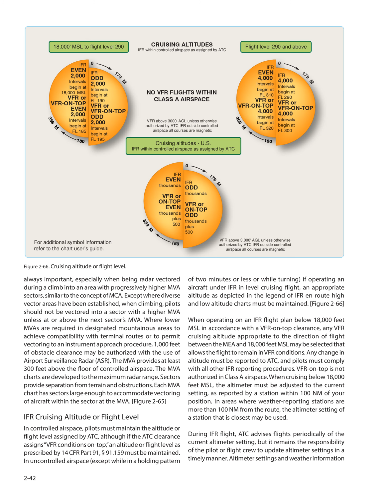When cruising below 18,000 feet MSL, the altimeter must be adjusted to the current setting, as reported by a station within 100 nautical miles of your position. In areas where weather reporting stations are more than 100 nautical miles from the route, the altimeter setting of a station that is closest may be used. During IFR flight, ATC advises flights periodically of the current altimeter setting, but it remains the responsibility of the pilot or flight crew to update altimeter settings in a timely manner.